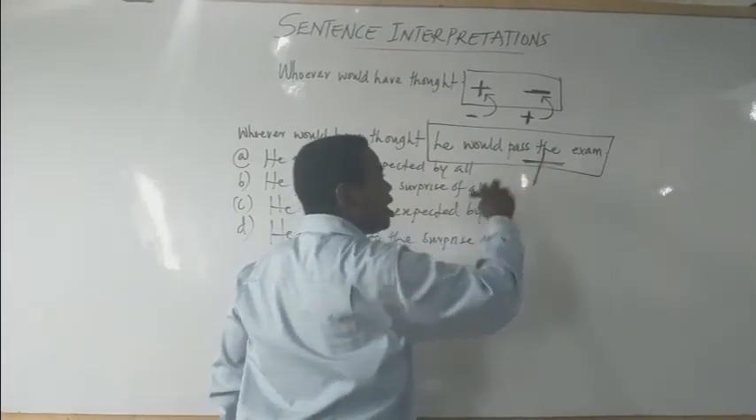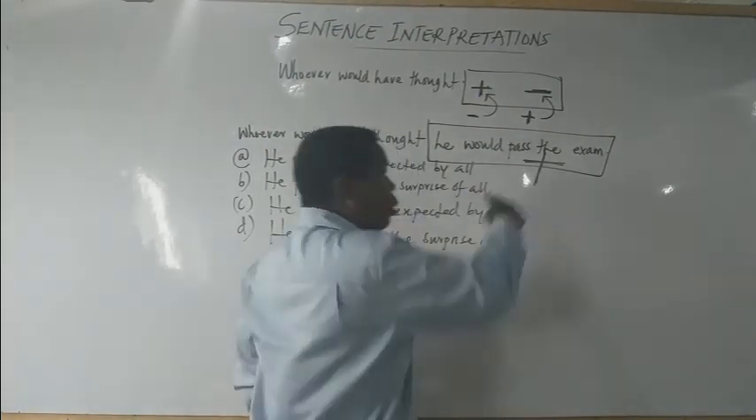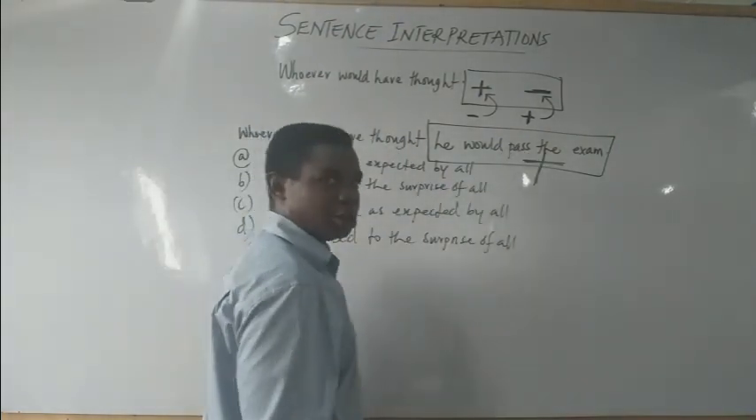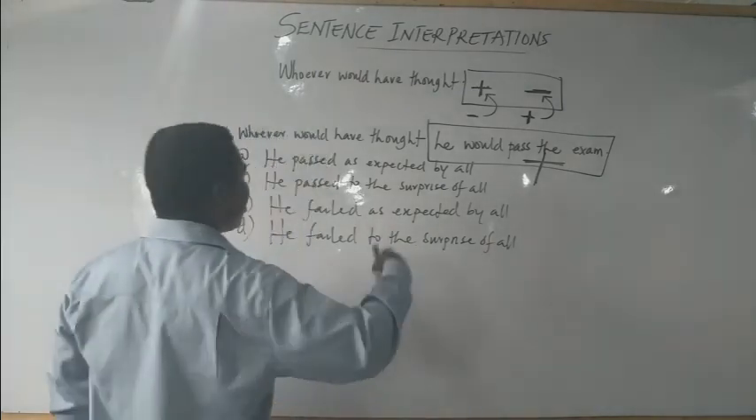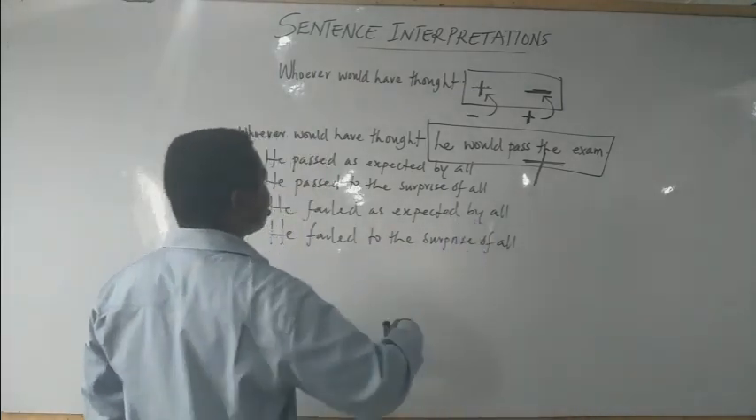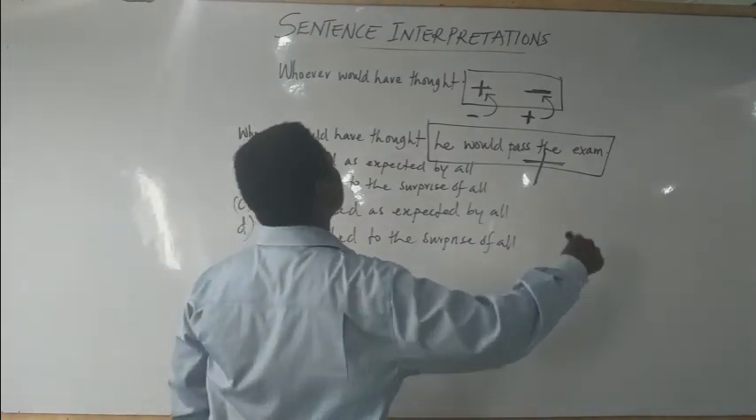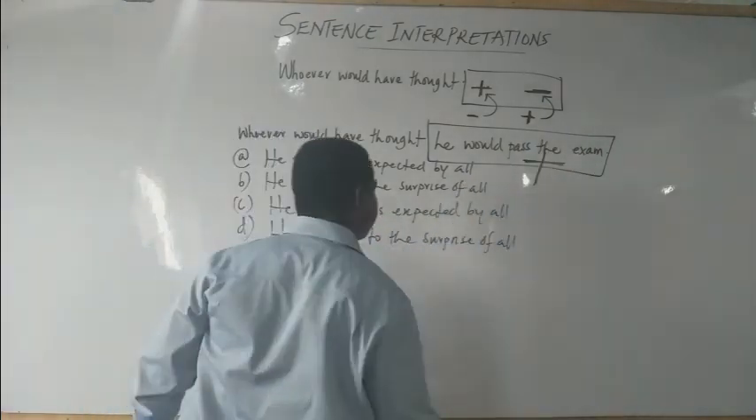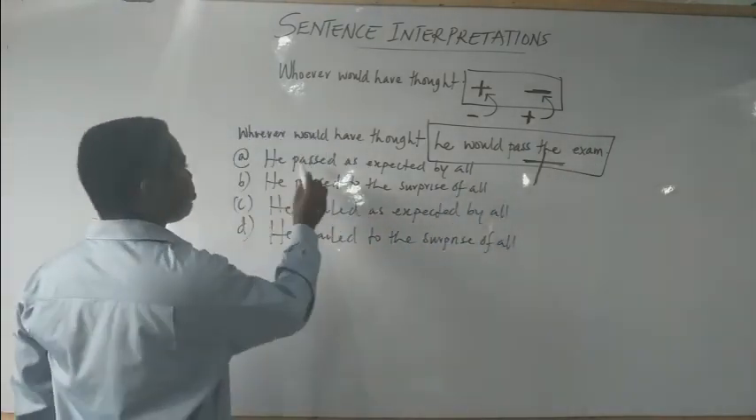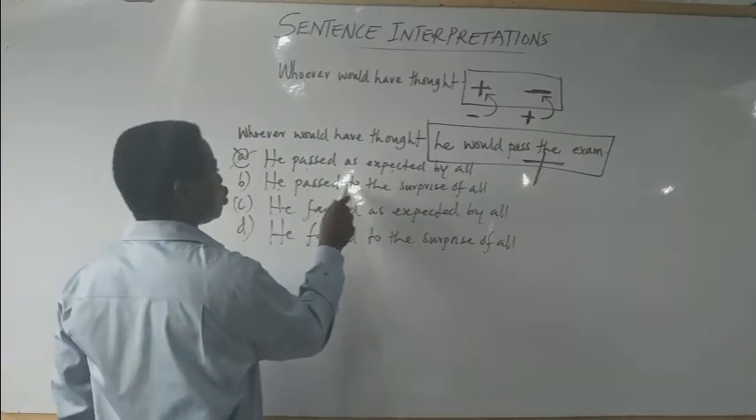Meaning, people expect negative, that is, to fail, but he passed. That's the meaning. So it's that one: he passed to the surprise of everyone. Why? Because they wanted him to fail, but he passed surprisingly. So A, he passed as expected? No. B, he passed to the surprise of all. That's the answer.